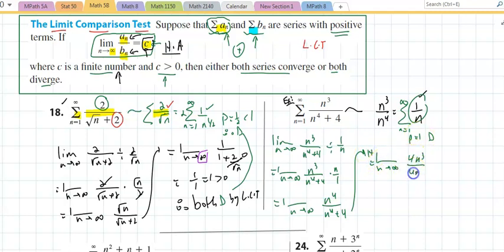4n cubed over 4n cubed. That equals 1, bigger than 0. Therefore, they both diverge by the limit comparison test right there. And that's my conclusion.